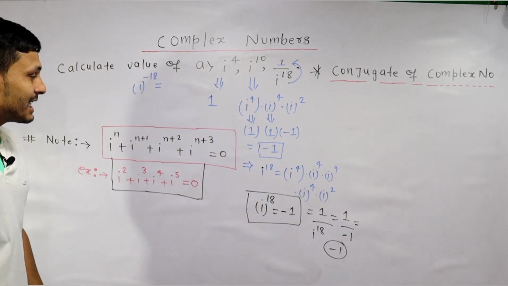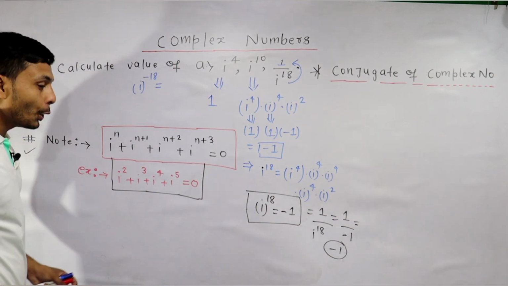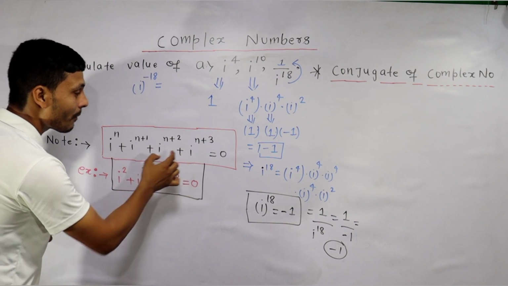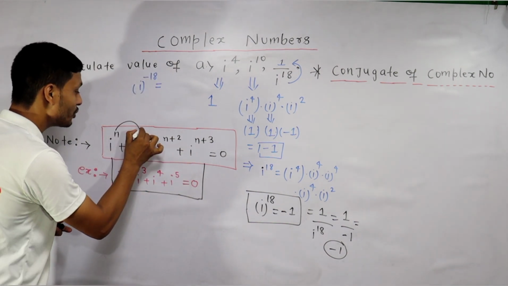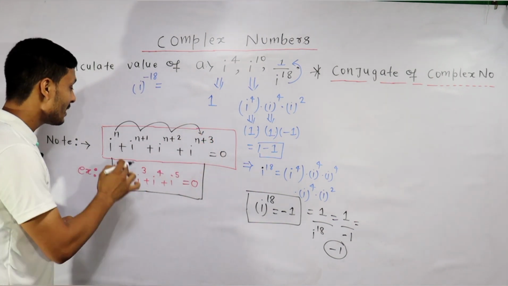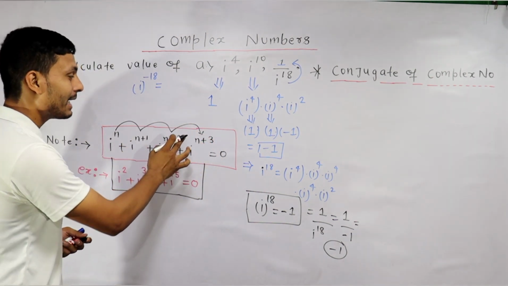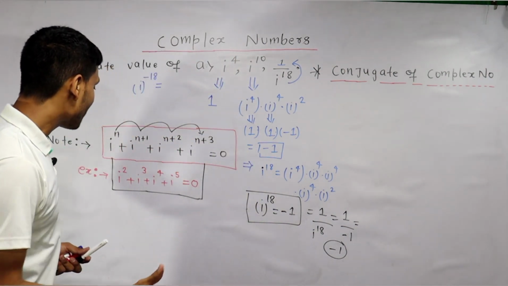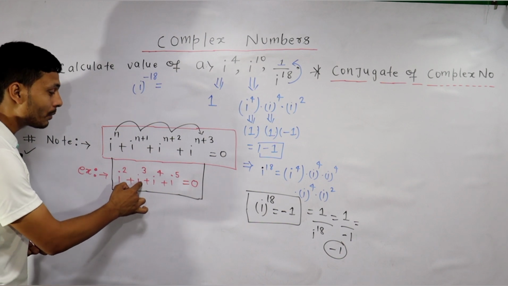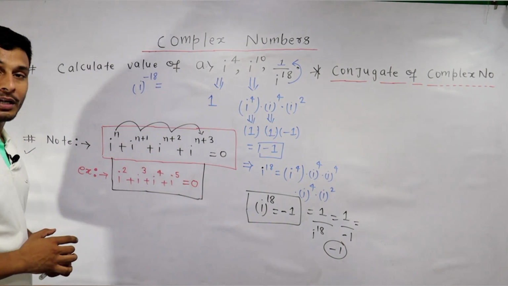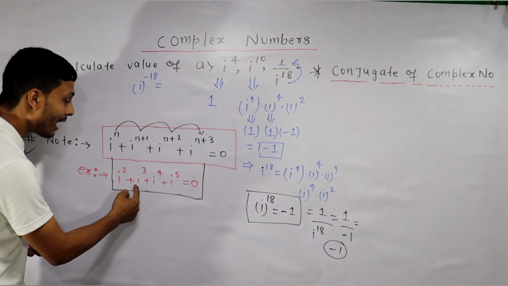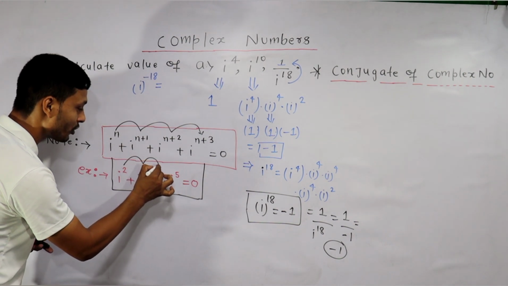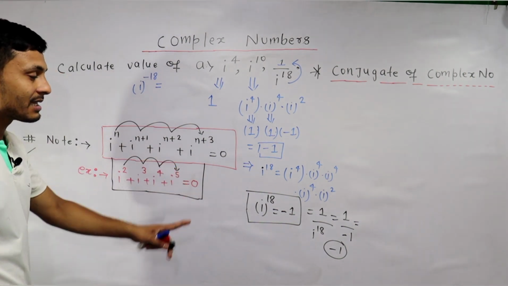Here the concept is clear. Now you have to mention a note point in your copy: if many terms are repeated in the form of iota with consecutive integers, that means n plus 1, n plus 2, n plus 3, then we get the value equal to 0. That means i squared plus i cubed plus i to the power 4 plus i to the power 5 is equal to 0. All the powers are consecutive numbers 2, 3, 4, 5, so we can get the answer equal to 0.